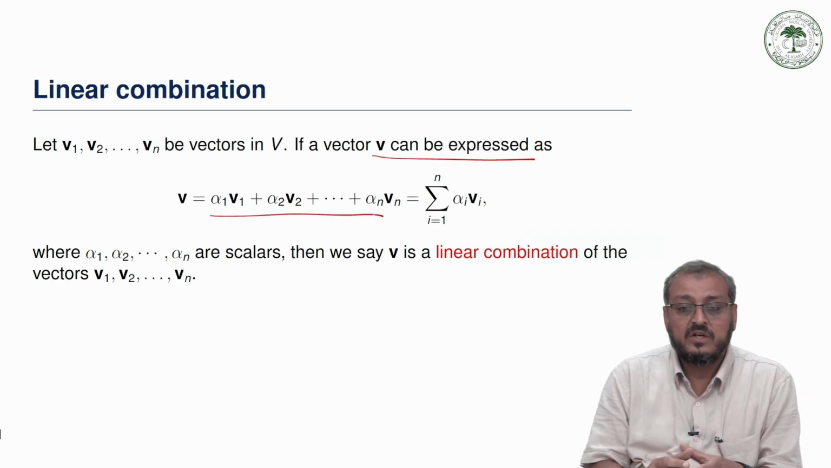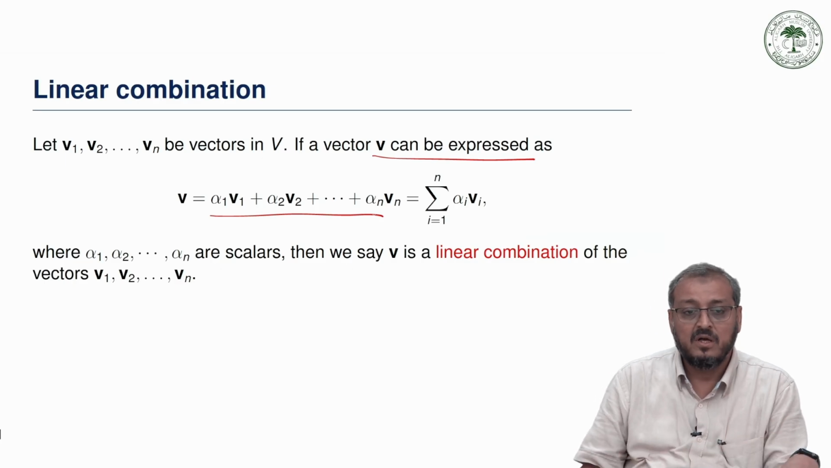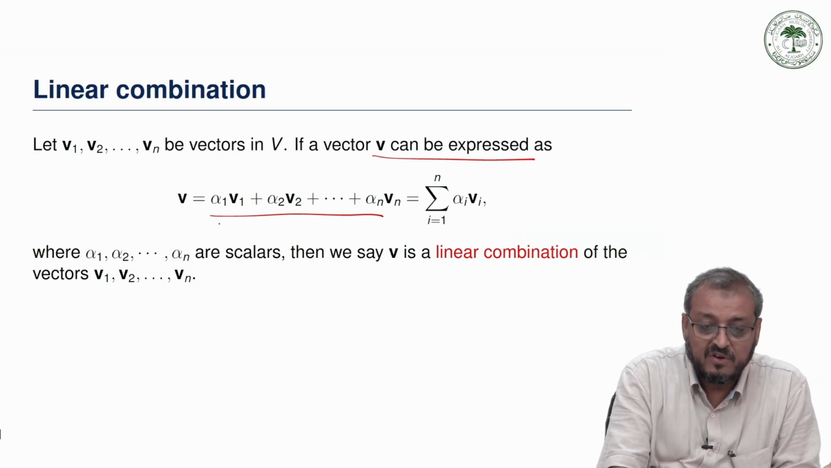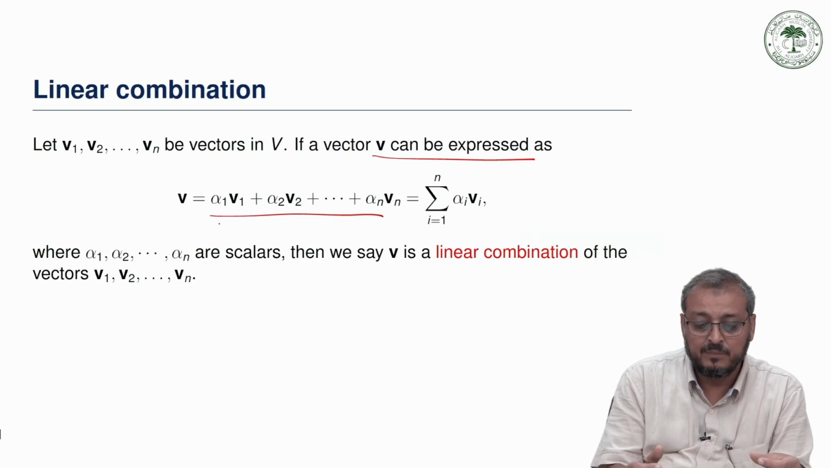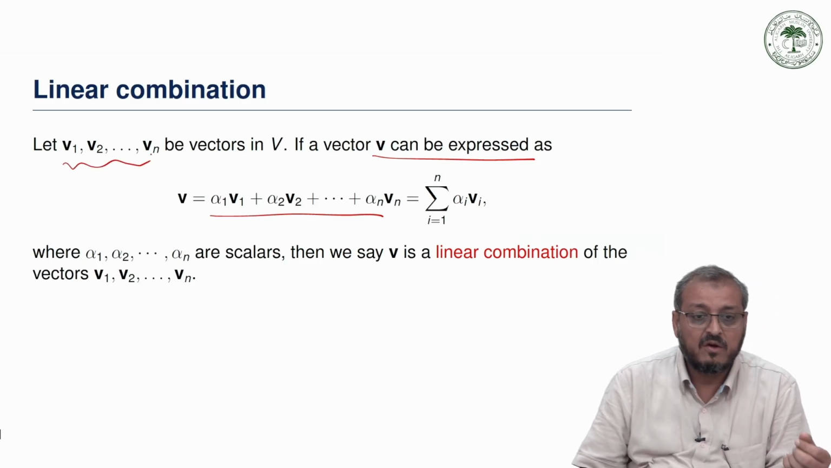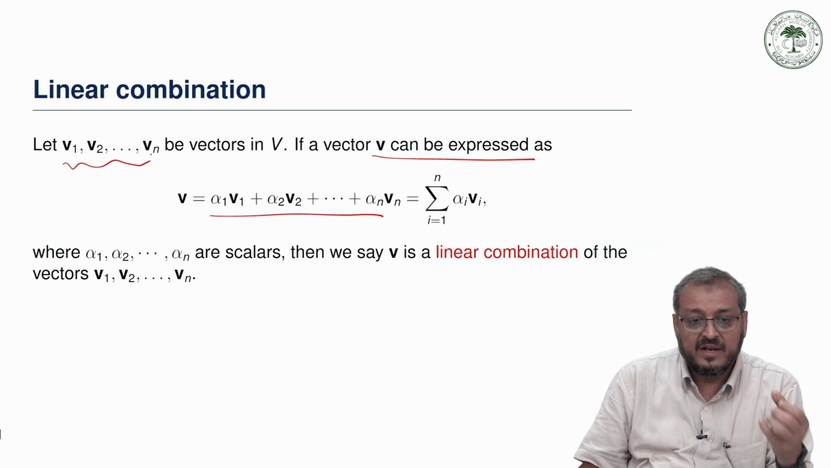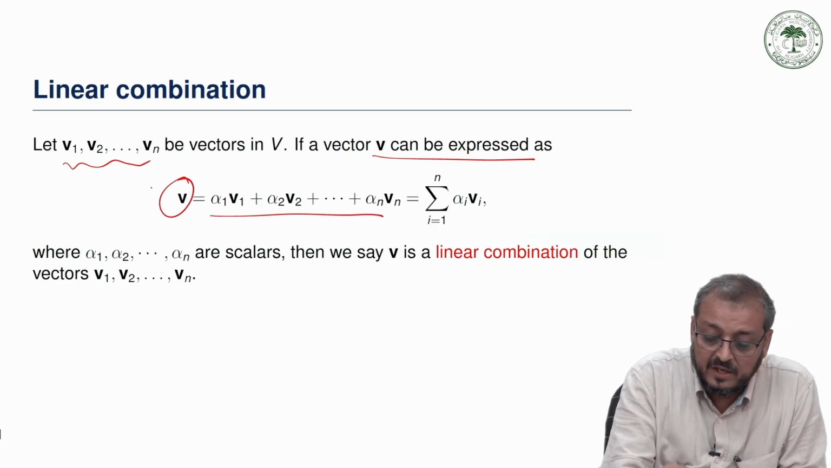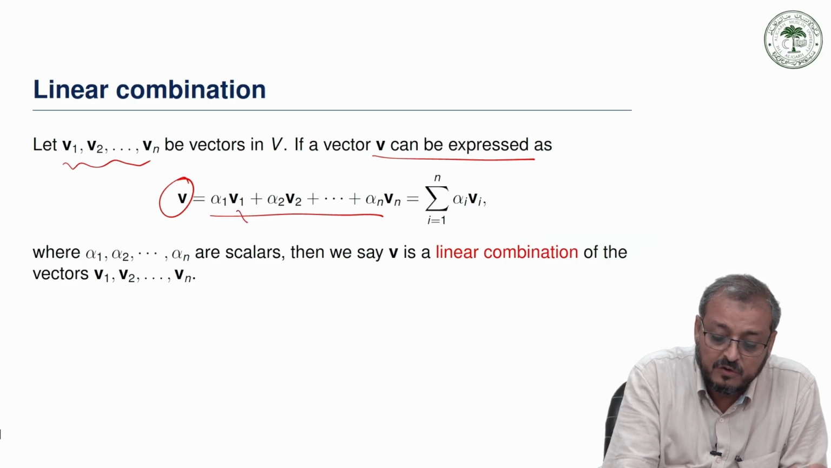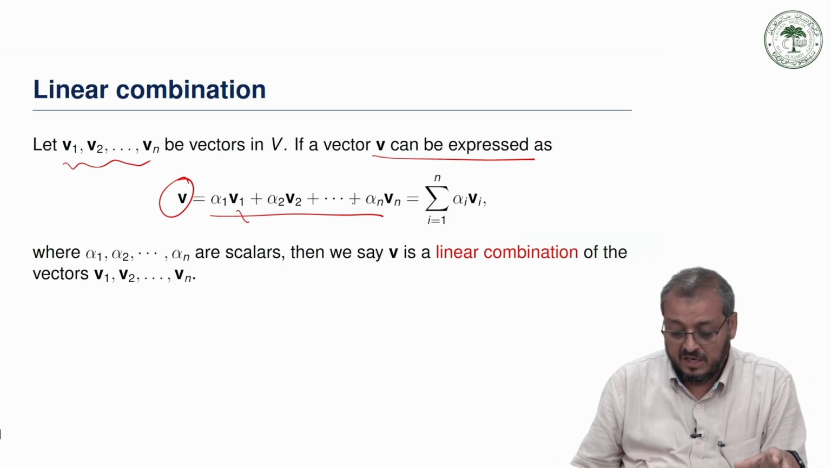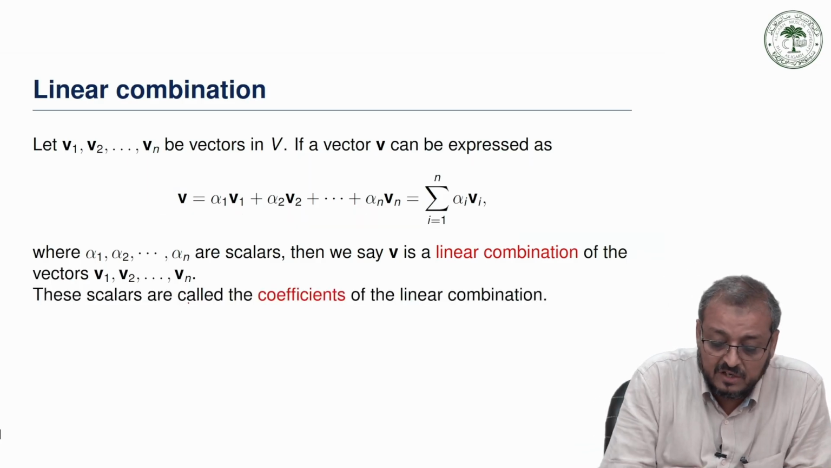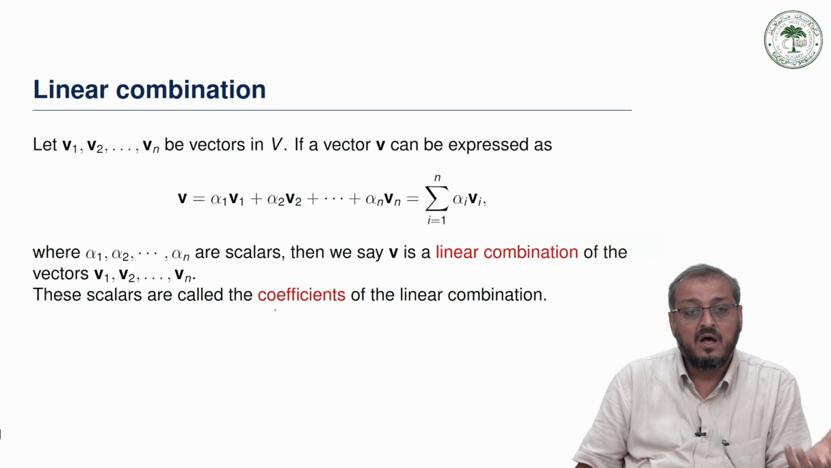We take an arbitrary vector. We can choose any arbitrary vector from the vector space V, and if this vector can be written as alpha 1 v1 plus alpha 2 v2, that is, written as a combination of all these vectors v1, v2, vn, where alpha 1, alpha 2, alpha n are the scalars, then we say that this vector v is a linear combination of the vectors v1, v2, vn. These scalars alpha 1, alpha 2 and alpha n are the coefficients of the linear combination.